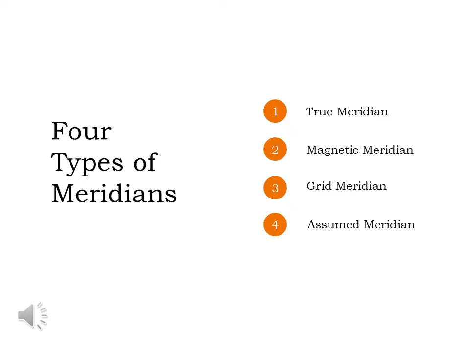There are four types of meridians. First is the true meridian. Second is the magnetic meridian, then the grid meridian, and the assumed meridian.